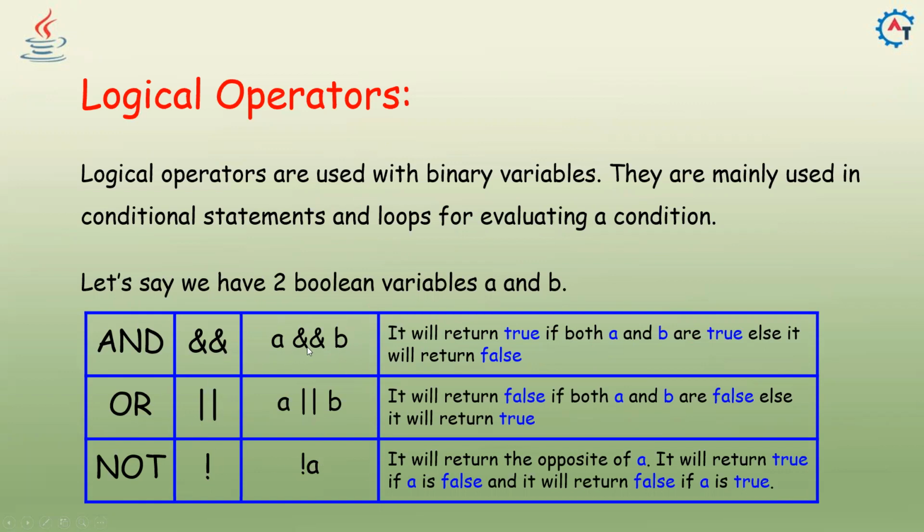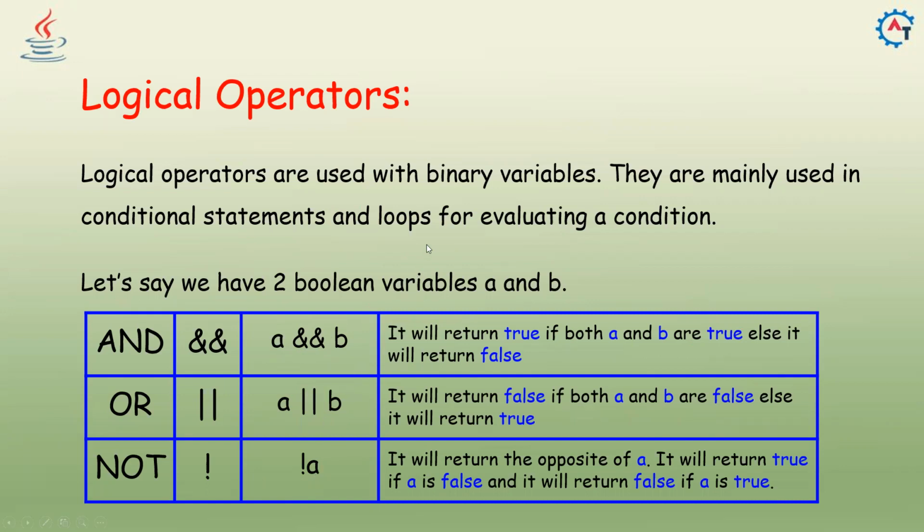A && B will return true if both A and B are true. A, B both true, then only true. If A is true and B is false, then it will become false. A or B: if both are true or one is true, then it will become true. If both are false, then it will become false. Not A means if it is true, then it will become false. If it is false, then it will become true.